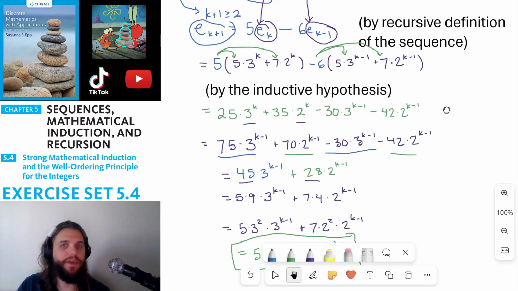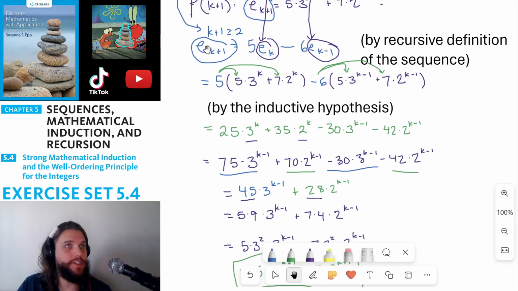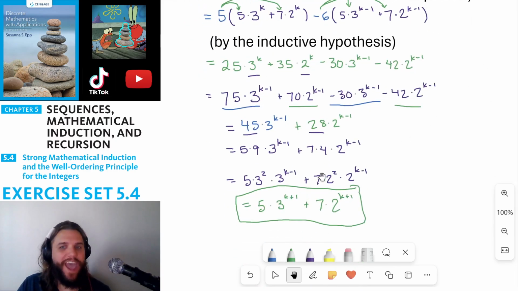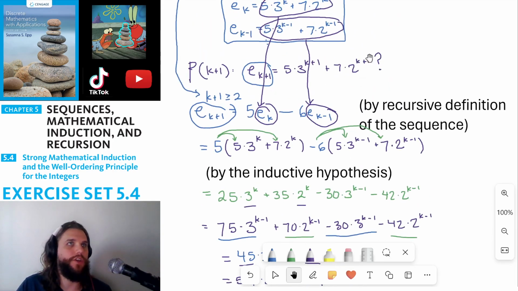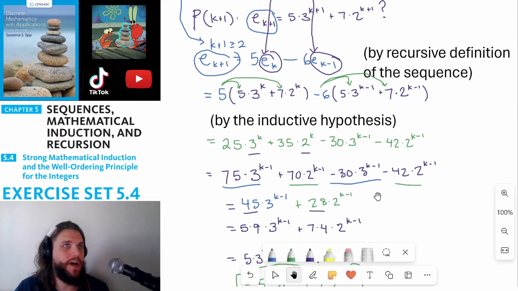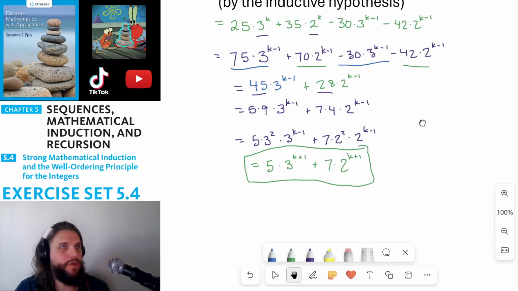So let's recap again what happened. We started with e sub k plus 1, and we ended up with the right-hand side of P of k plus 1, which is exactly what we wanted to show here. This was a question initially, but now we've answered this question. This is a true statement because we took e sub k plus 1 here and did stuff to it, and we kept doing stuff and moving stuff around, and eventually we got the right-hand side.